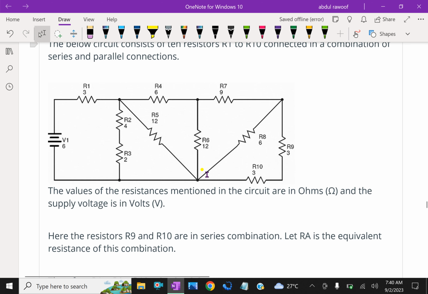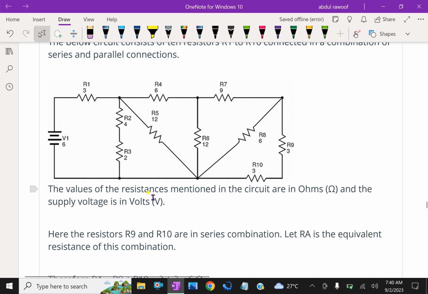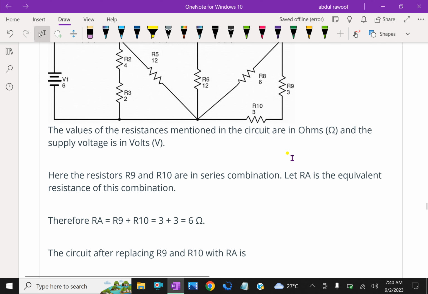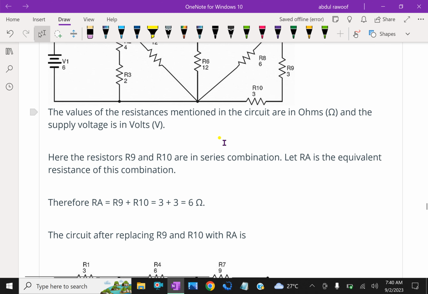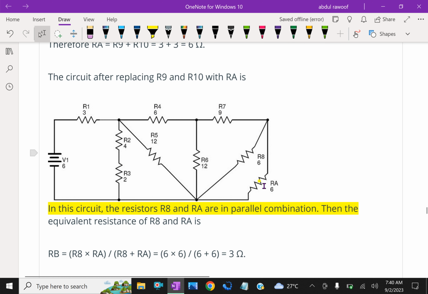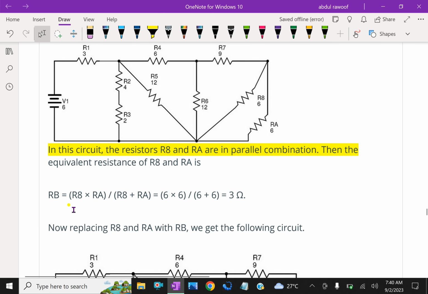Altogether we calculated. Here, like this combination, look at here. This is first series. This R10 and R9 is series. So it becomes 6 ohm, R10 is 3 ohm, R9 is 3 ohm. This 6 ohm is parallel to another 6 ohms. So that is RB combination. RB is R8 into RA over R8 plus RA, that is 6 into 6 over 6 plus 6 is 3 ohm.